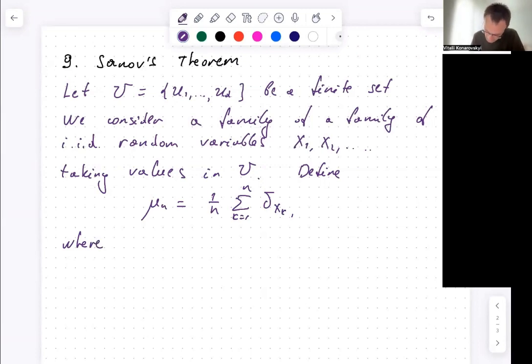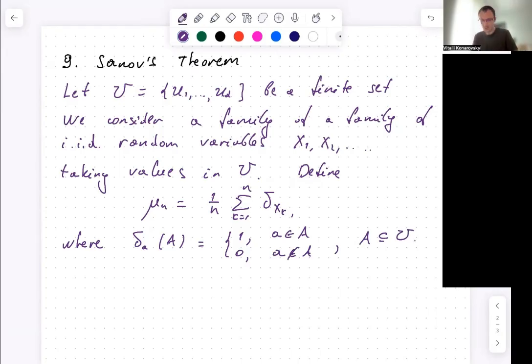where this delta xk is a delta measure. It is defined as follows. Delta x of the set A is 1 if x belongs to capital A and 0 otherwise, for all subsets A of U. So mu n is the distribution, it is a probability measure. It is a random probability measure on the space U.